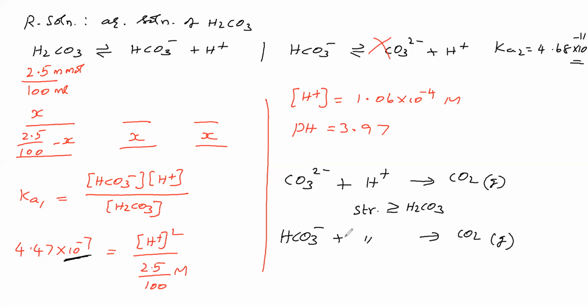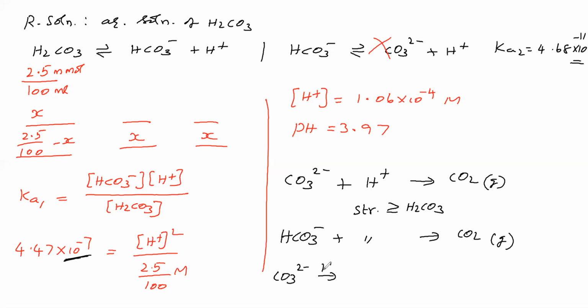So this is the chemical reaction here. That means in this titration, we are titrating between sodium carbonate and HCl. Sodium carbonate reacts with HCl and gives carbon dioxide. That's what is happening. Initially, we have taken sodium carbonate in the conical flask.